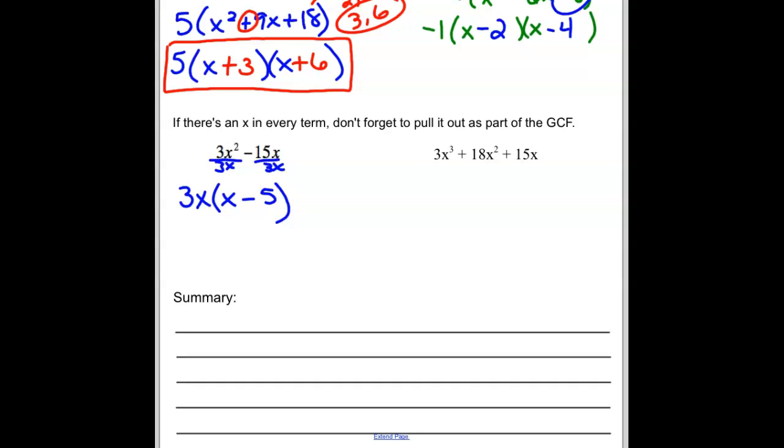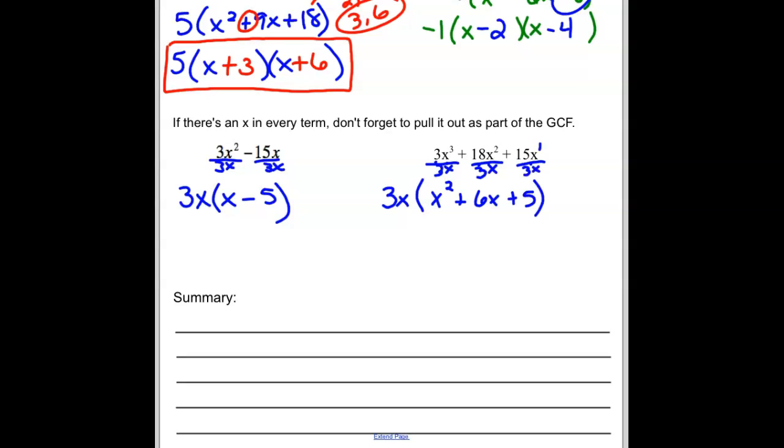On our last example, 3, 18, and 15 all have a common factor of 3, so we're going to pull that out. And notice that they all have an x in them. Since this is my smallest power, that's what's going to limit me. I can pull one x out. If I divide every term by 3x, I'm going to have an x squared. I'm going to have a 6x. And I'm going to have a 5.